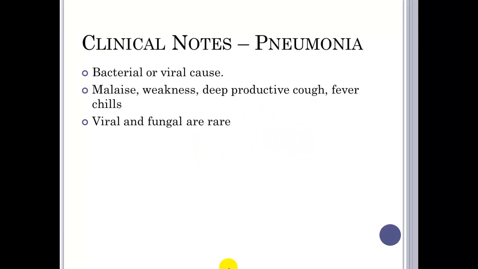Clinical note, pneumonia can be either from a bacterial or a viral cause, and does it make sense that we will get pyrogens from an invading form here? Weakness, because we have a loss of the ability to oxygenate because it's set up in our lungs. Deep productive cough, fever, and chills.